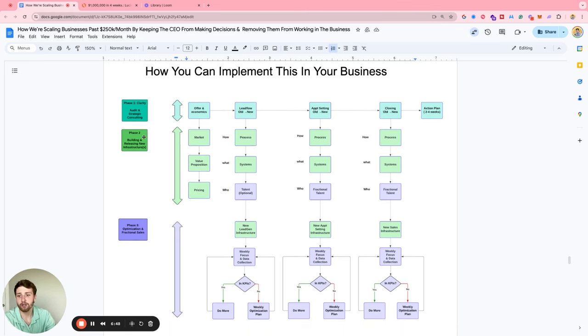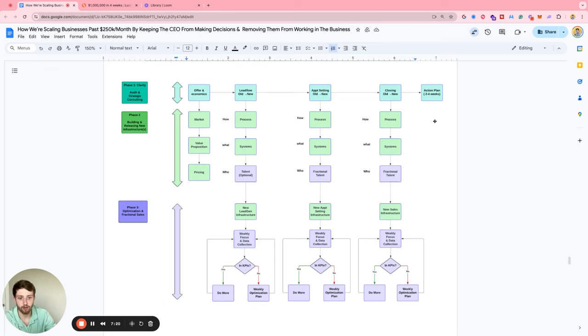And so phase two is building and releasing new infrastructure. We look at your market, your value proposition, your pricing, your lead flow, your process, your systems, and then your talent if you need. So, like, whether you have a good media buyer or not, appointment setting, process systems, and then fractional talent. We'll actually install A player setters and A player closers in your business and manage them for you, so you don't have to spend the 20, 30 hours a week that is required to manage a sales team effectively. And like I said, we make an action plan to do this all in 2 to 4 weeks.